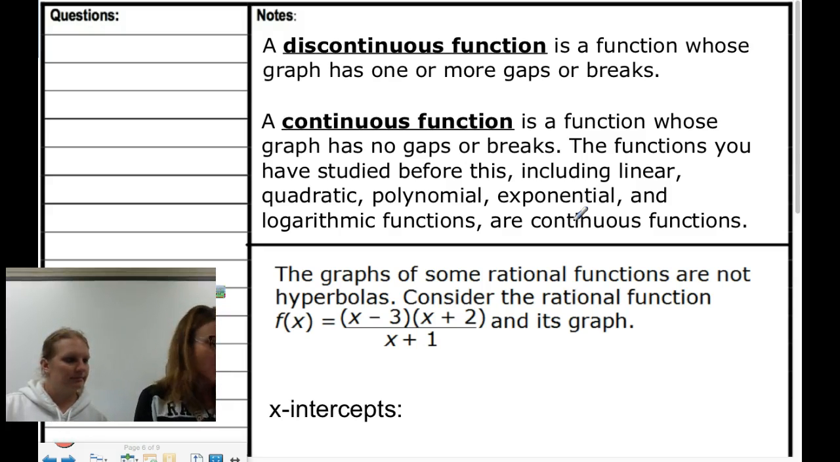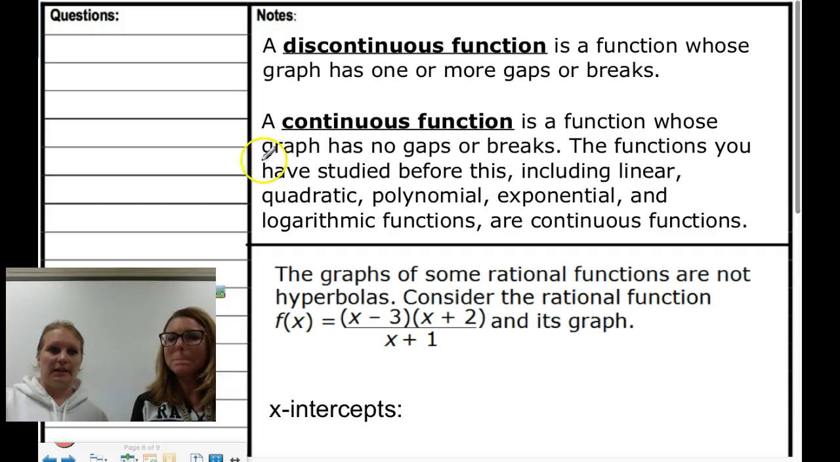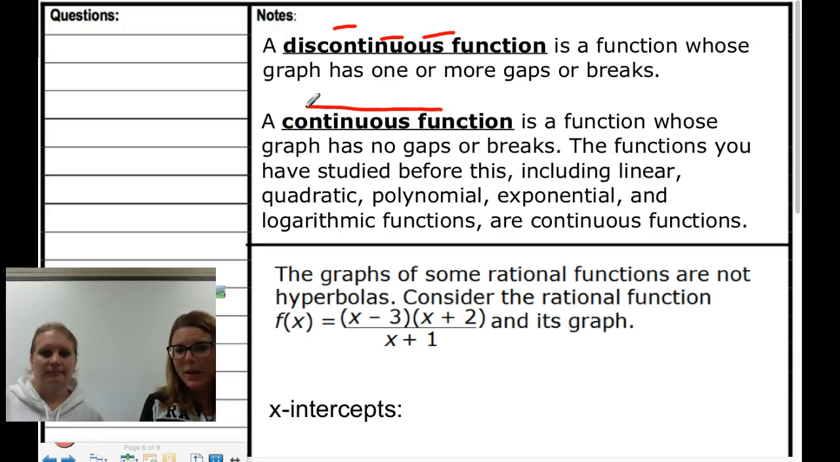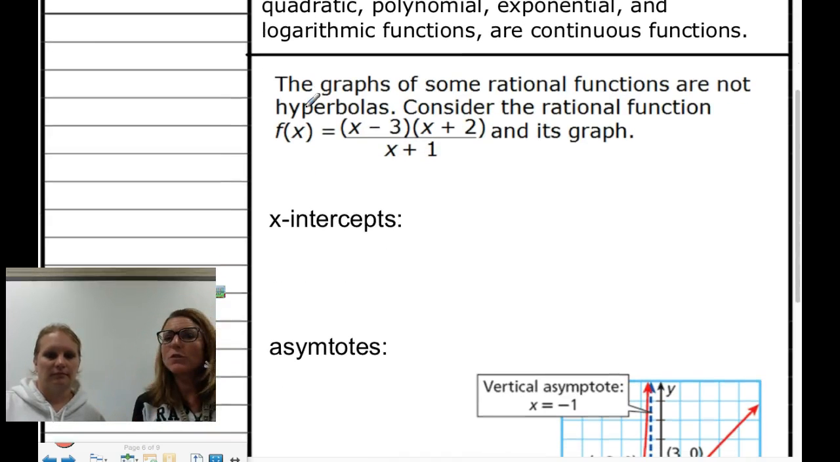Let's move on. So now we're talking about a discontinuous function and a continuous function. Discontinuous would be like there's gaps, and continuous, bam. An example of continuous is linear, quadratic, polynomial, exponential, log. Those are all continuous. The graphs of some rational functions are not hyperbolas, meaning, remember, hyperbolas are the two separate branches? Consider the rational function right there in front of you and its graph.